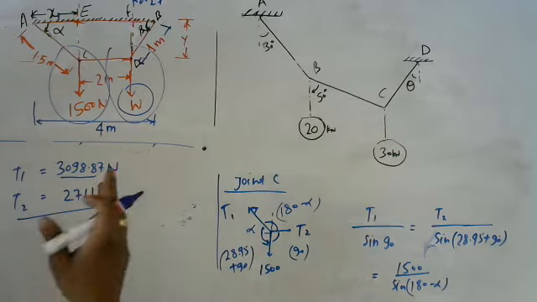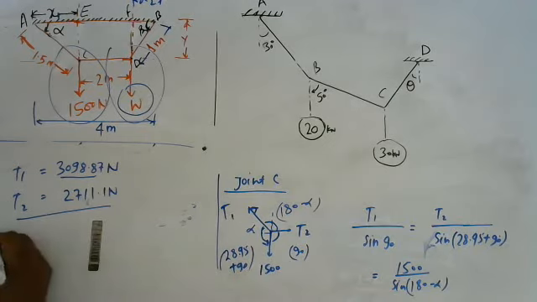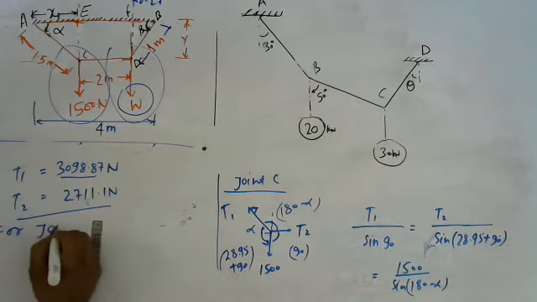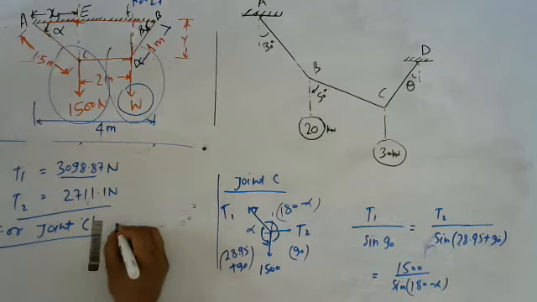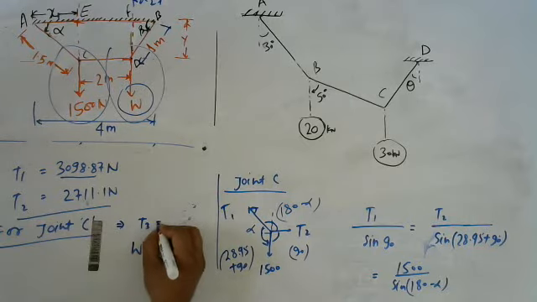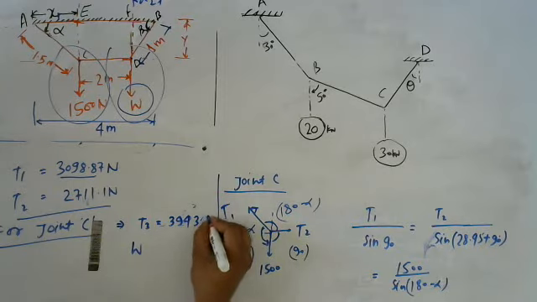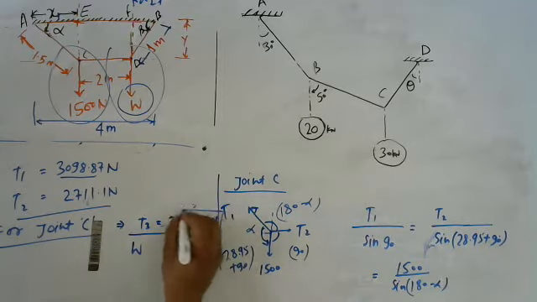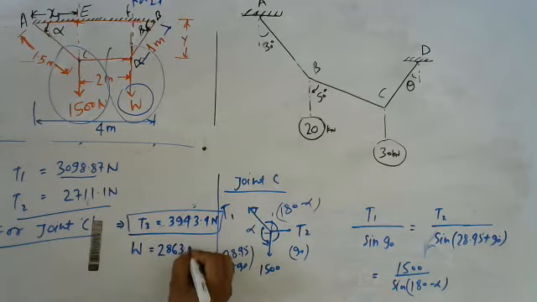Okay, so similarly we can also make our calculation for the other joint. For that joint, applying Lami's theorem, you have to calculate these values of T3 and W. So I write here the answer: T3 is 3943.4 Newton. You try to solve it as a practice, and W will be 2863.6 Newton.